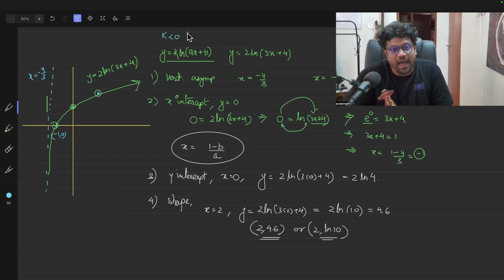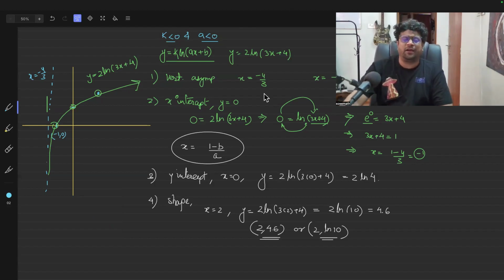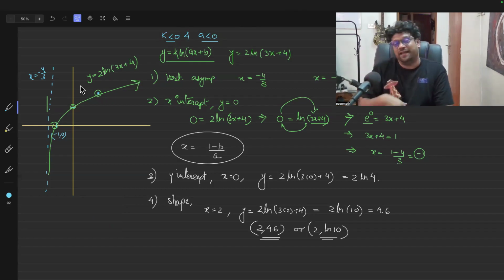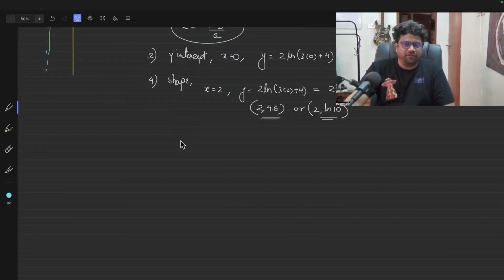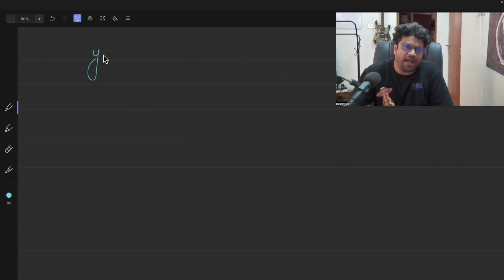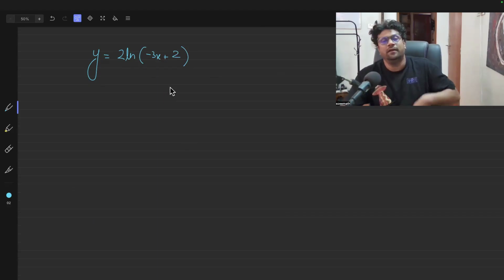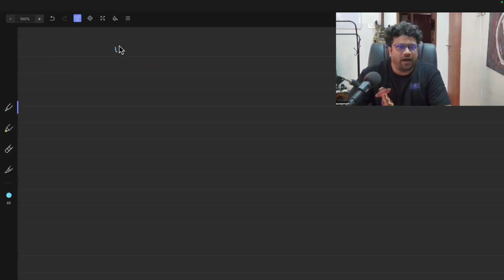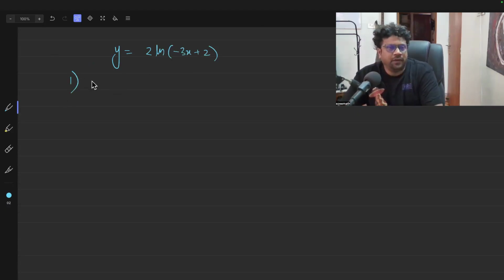Now, another complication arrives when you have k less than 0 or a less than 0. Both of them bring in a complication. The curve is going to be flipping about the asymptote, or flipping about the x-axis, something like that. Again, like I told you, spotting the points is good enough. Let's take one example: y equals 2 ln of minus 3x plus 2, maybe. Again, first point, your vertical asymptote.